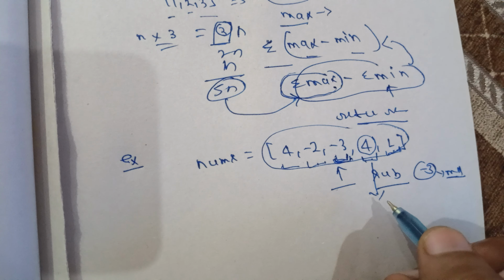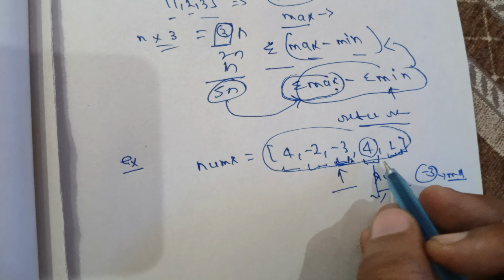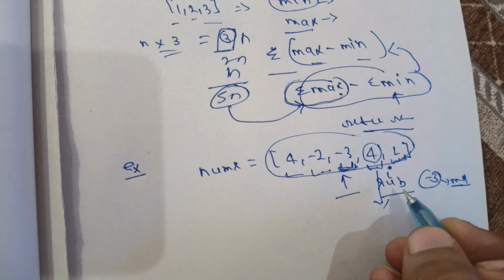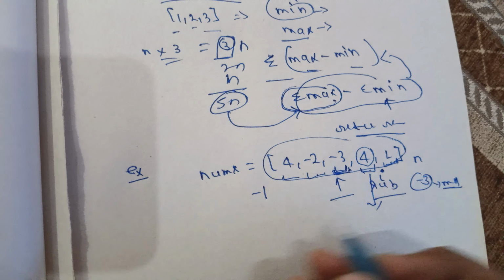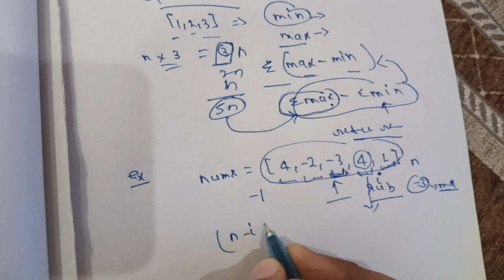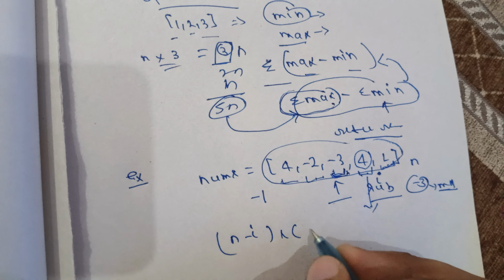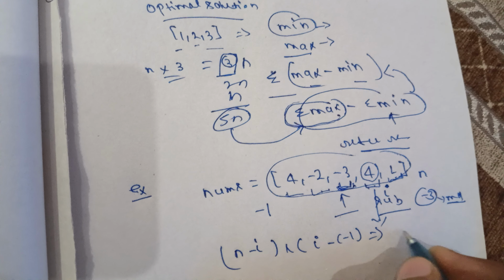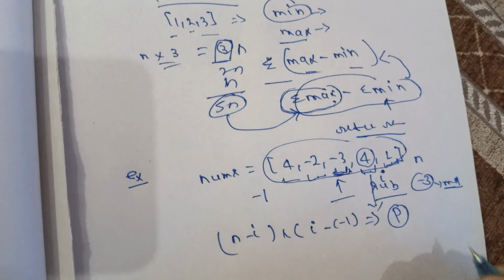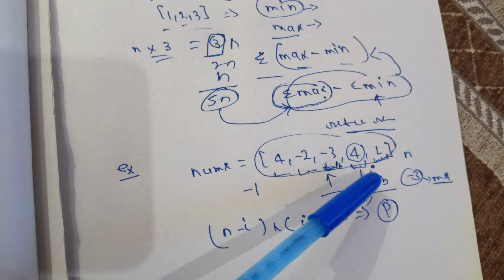So how can we find this? The formula for calculating this is: if this is index i, and this is -1, and here is n, then the formula is n minus i, multiplied by i minus (-1), which gives the total number of subarrays we can form where i is included.